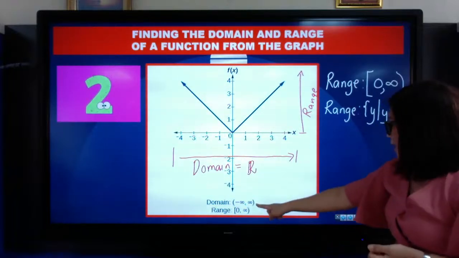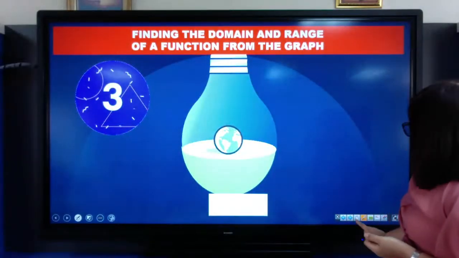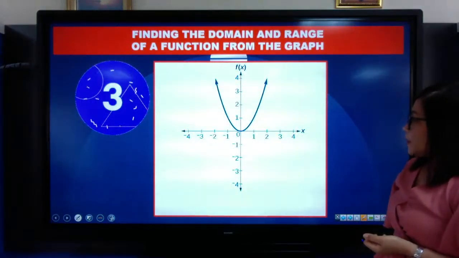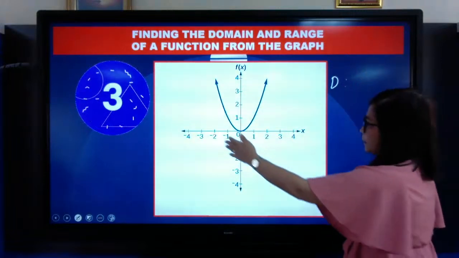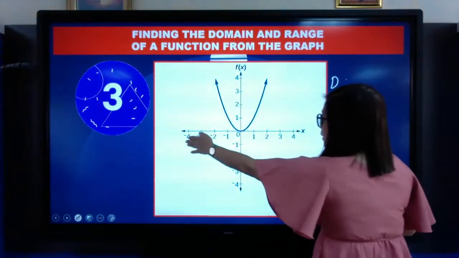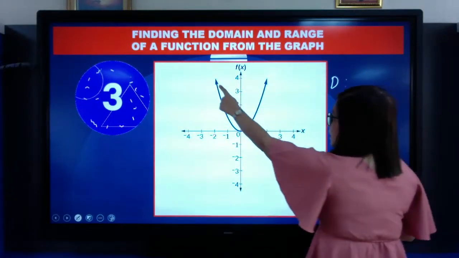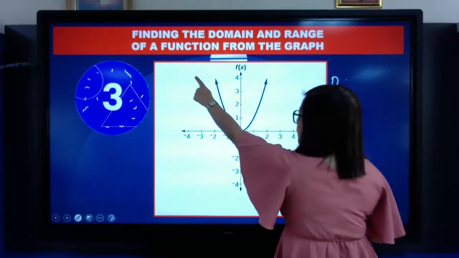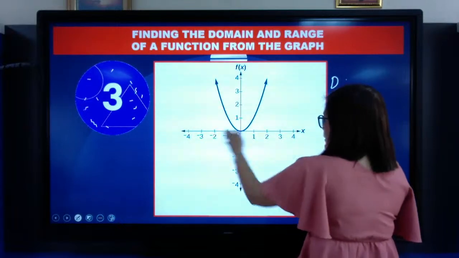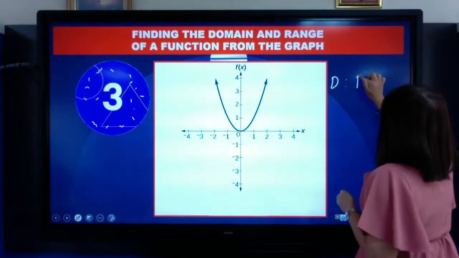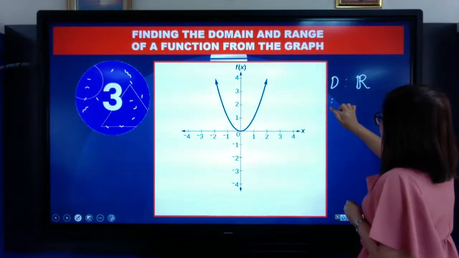Next, this is the answer. Okay. Number 3, find the domain and the range. Okay, domain. Left to right. This extends more to the left and up. Extends more to the right and up. So it would be from left to right, set of real numbers.